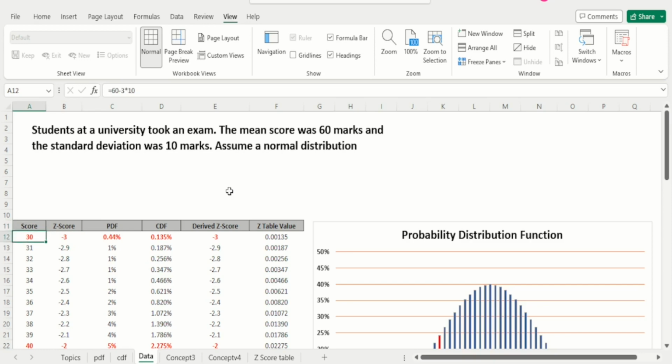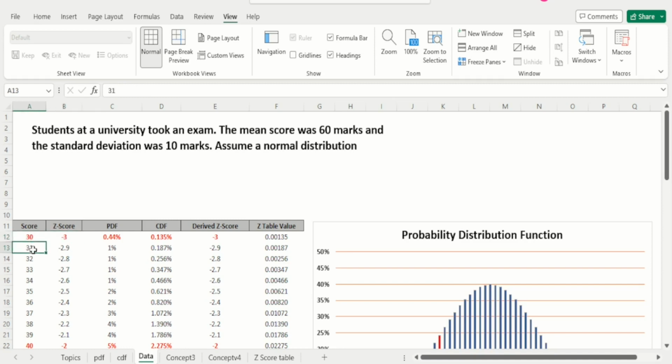With the score of 30, we know how to calculate the z-score. The z-score is nothing but the equivalent value of 30 when measured in terms of standard deviations from the mean of the data set. So that's the formula. As you can see on the formula bar, it'll be that data point minus the mean divided by the standard deviation. So the z-score of 30 is minus 3.